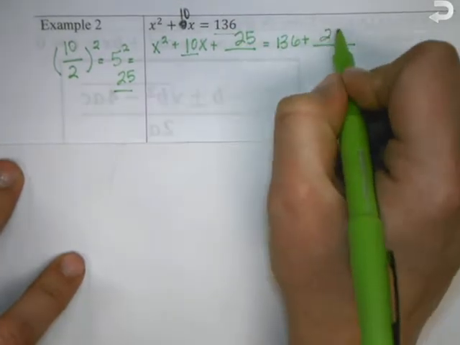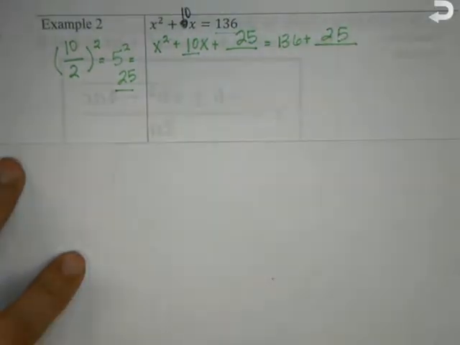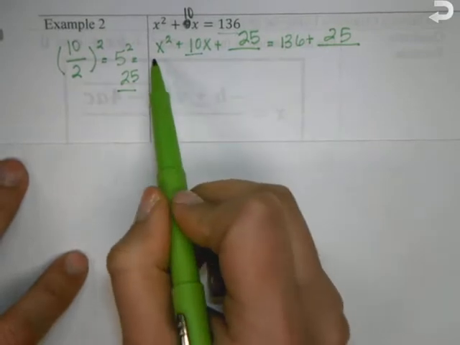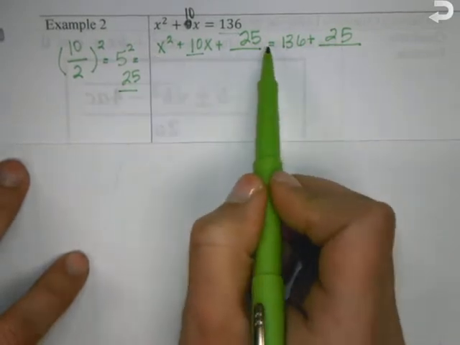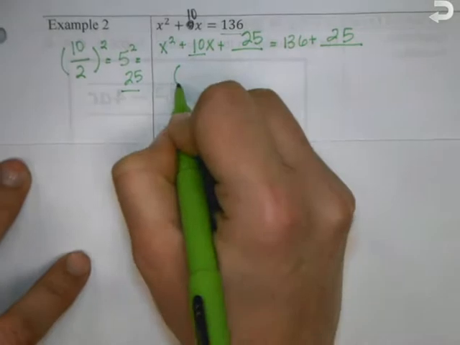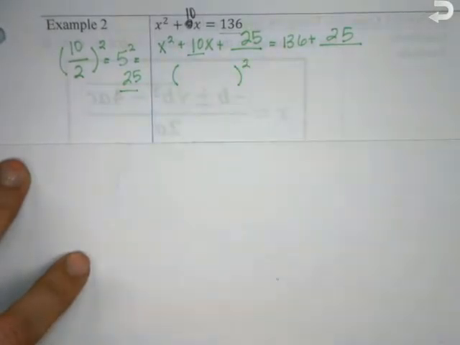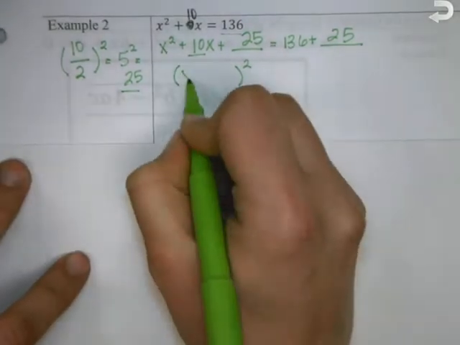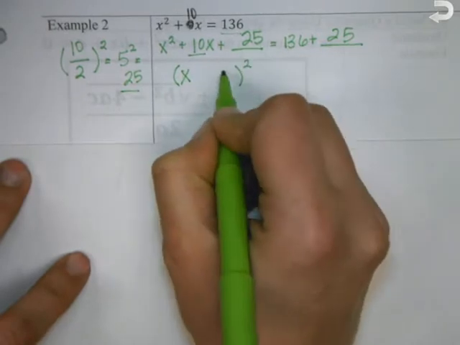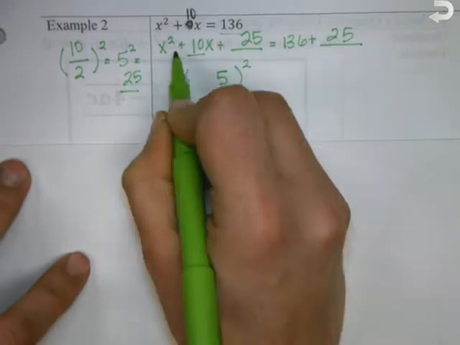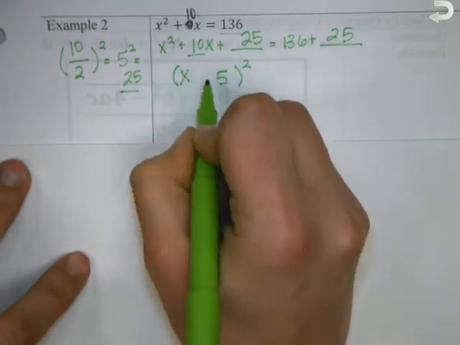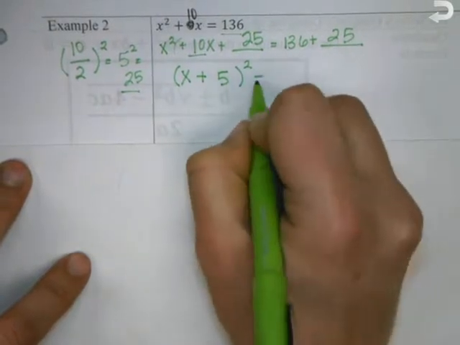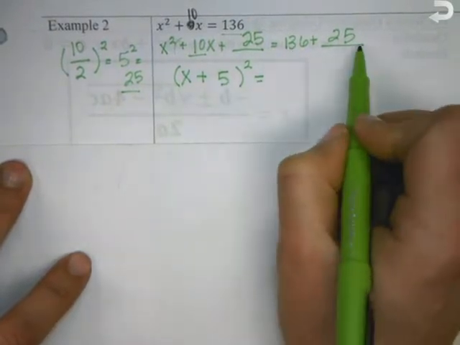Now this left-hand side is a perfect square trinomial. The first term is a square, and the last term is a square. So let's factor it using the special case that we already know. The square root of x squared is x. The square root of 25 is 5. And the middle sign is positive. So (x plus 5) squared is equal to 136 plus 25, which is 161.